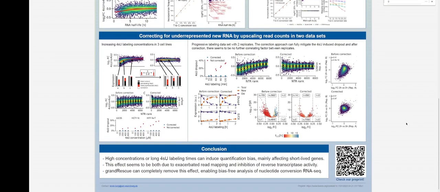So, to summarize, we could show that 4SU induces a quantification bias with higher concentration and labeling times, and this effect is both due to exacerbated read mapping and what we think is an inhibition of the reverse transcriptase activity. I couldn't show you the info for this theory because of time constraints, but you can find it here in the preprint and check it out there. And finally, with GrandRescue, we can completely remove the mapping-based and technical quantification bias, enabling a bias-free analysis of nucleotide conversion RNA sequencing data.